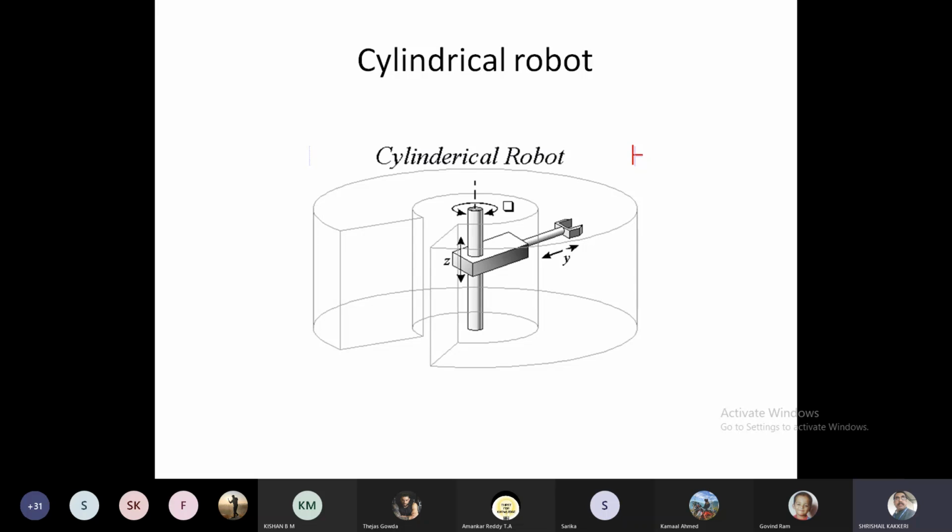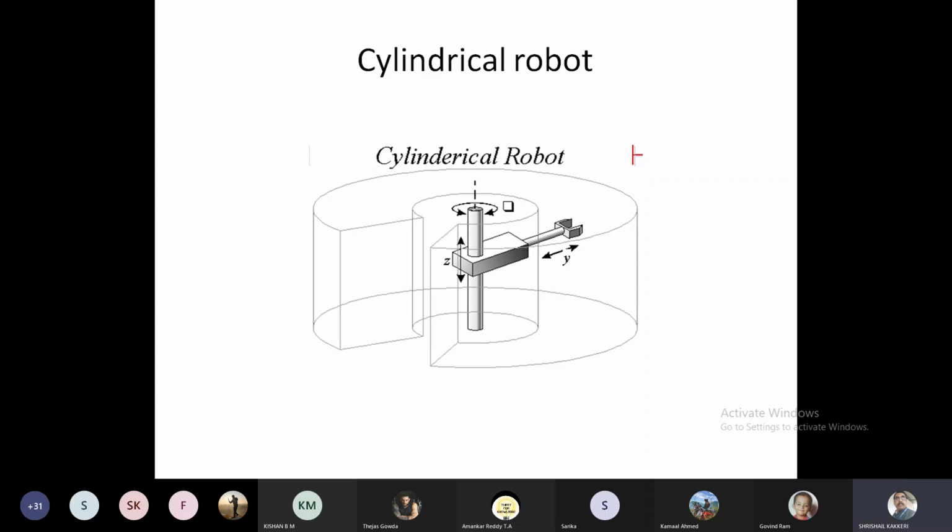Cylindrical coordinate robot. Please look here: the first one, Cartesian, was LLL. Now LRL: linear, rotational, linear. The work volume generated by the cylindrical robot will be in the form of two concentric cylinders, so it is called the cylindrical robot. The work volume or workspace of this robot will be in the form of a cylinder, so these are called cylindrical robots.